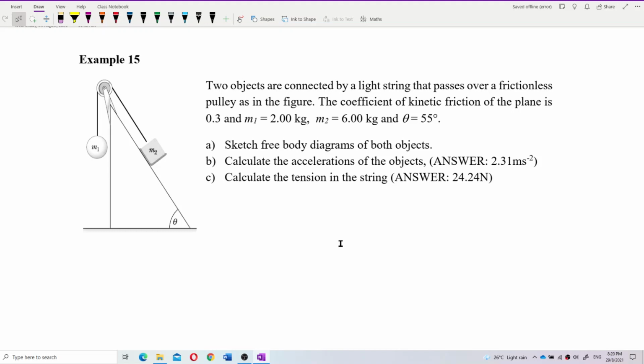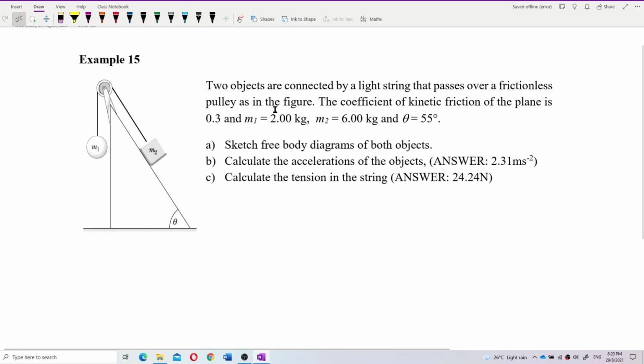Okay, now two objects are connected by a light string that passes over a frictionless pulley. Remember, the pulley must be frictionless, yeah? Because we haven't entered the later chapter which involves the pulley inside the calculation. That is the chapter on rotation of rigid body. That one involves the pulley. Right now we don't involve the pulley. We just say the pulley is frictionless.